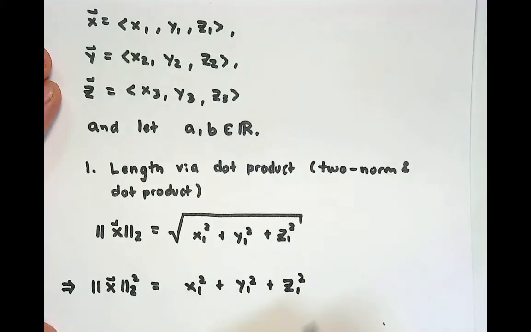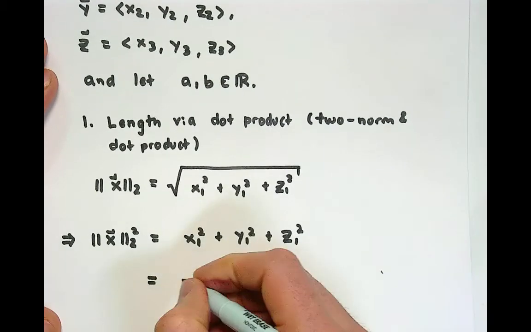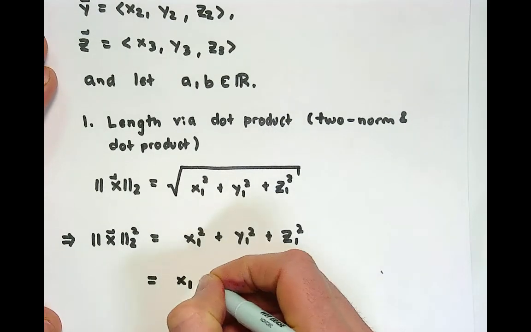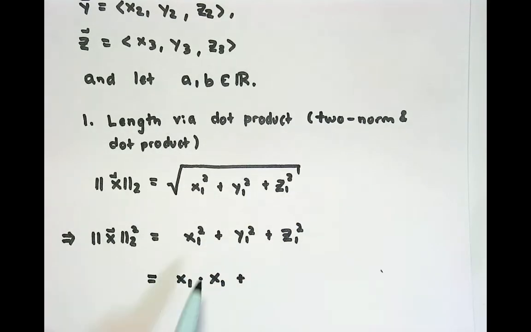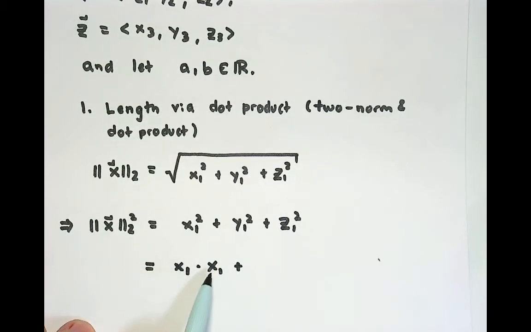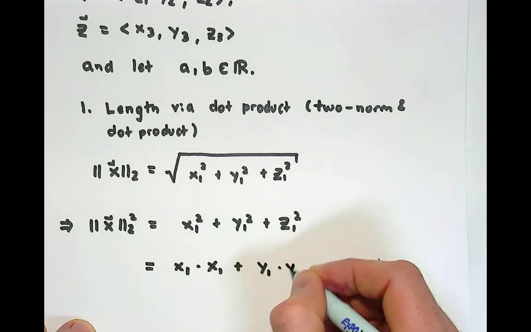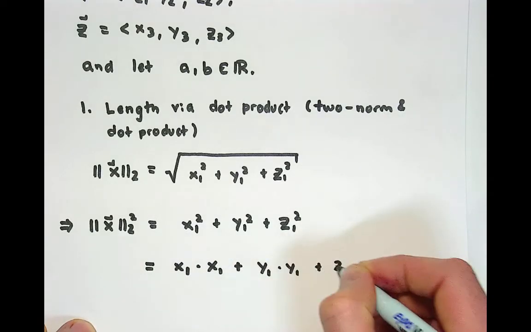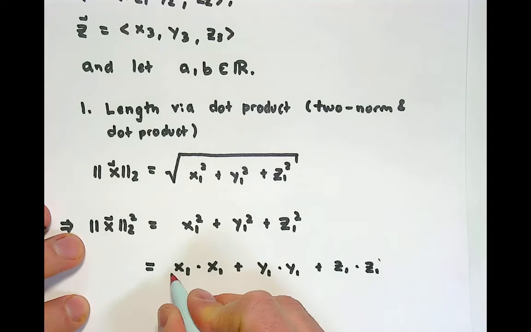And that's really useful because square roots suck. They always screw me up when I'm trying to do algebra. Square roots just don't behave very nicely. So x1 squared is x1 times x1, y1 squared is y1 times y1, z1 squared is z1 times z1. And the reason I'm going to write it out explicitly like that: do you recognize this as an inner product?